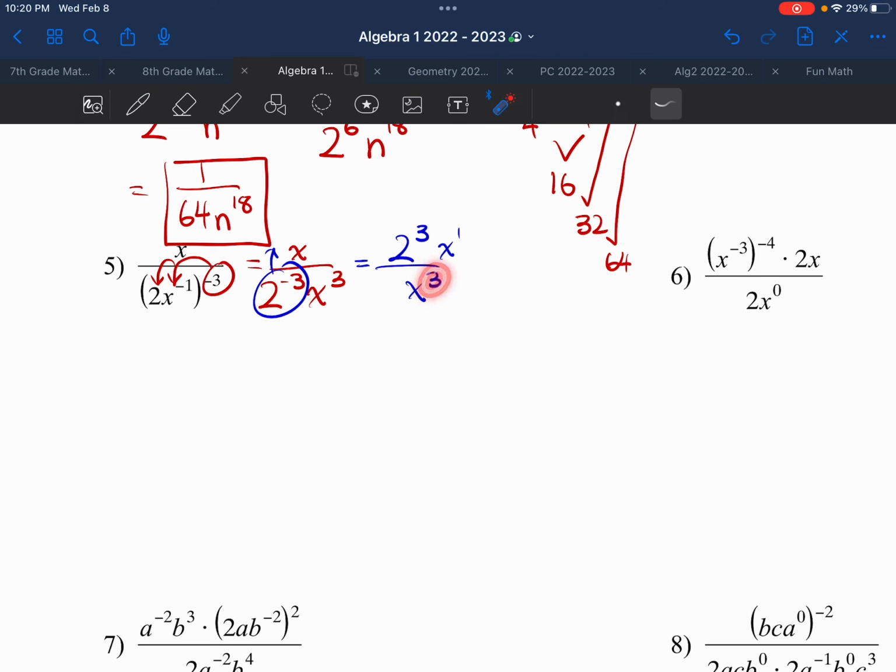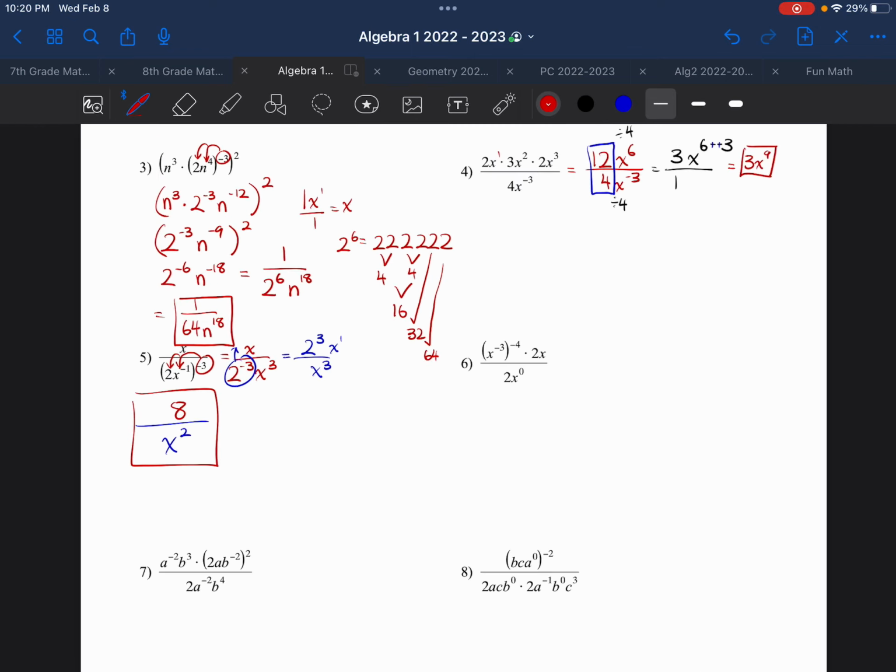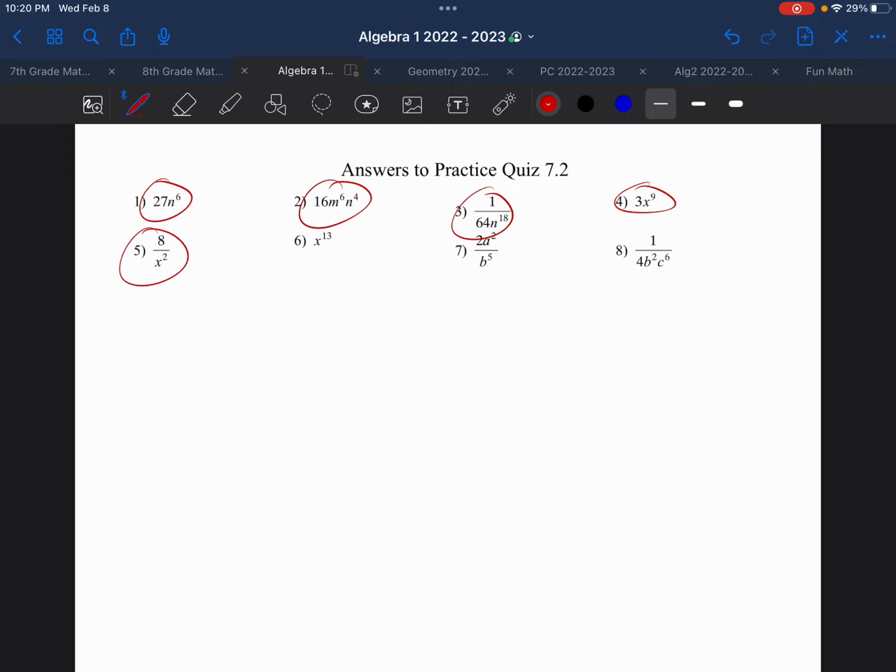So notice that the denominator has a larger exponent, so my x is going to live in that denominator. So here's my denominator, x to the power of, and then I'm going to do bottom minus top. 3 minus 1. Well, I'm just going to simplify it. 3 minus 1 is 2. We all know that. What about 2 to the power of 3? 2 to the power of 3, hopefully you have memorized, it's just 8. And there's my final answer. 8 over x squared for number 5.